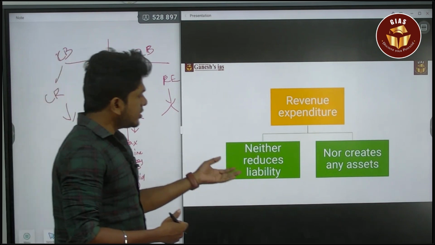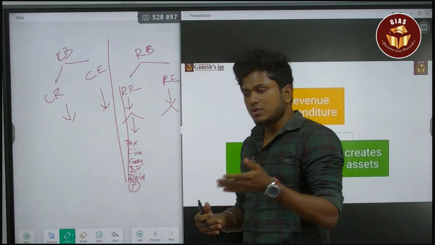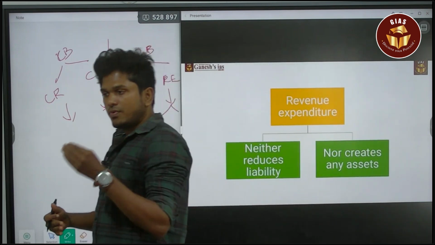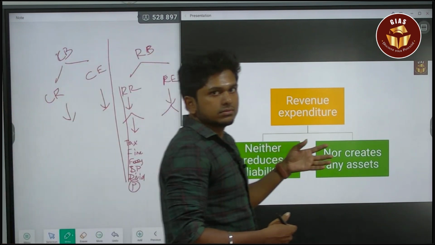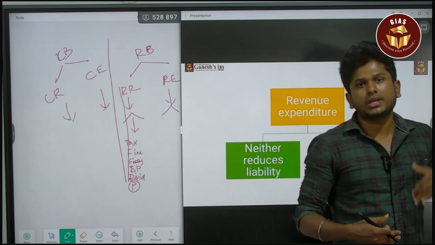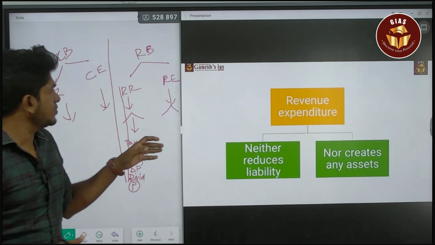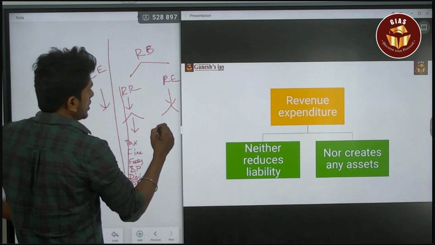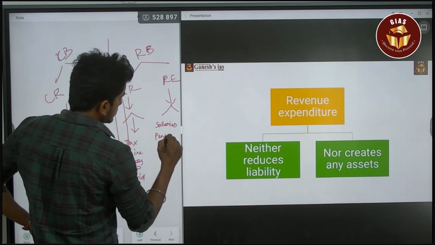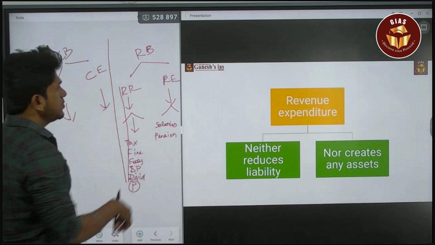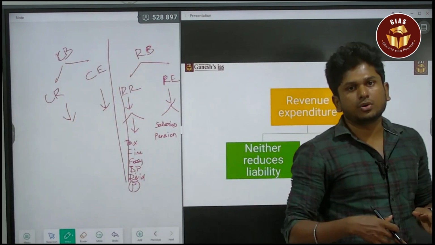And also it neither reduces the liability. The government needs to pay, because the government servants are working for the government, so for that the government has to repay. So it is not going to reduce their liabilities. So these are the things that come under the revenue expenditure. Here you have to say salaries, pensions. So these are the things that come under the component of the revenue budget. So this is the structure you need to follow.